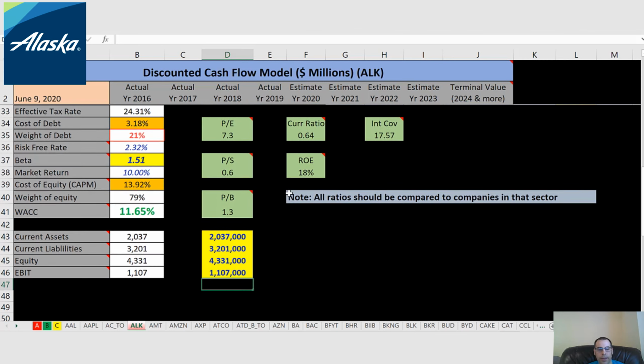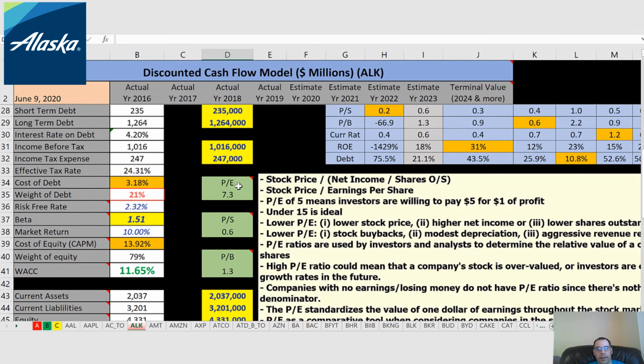That's 1.1 billion. So they have a really good PE. It's under 15. I like to see under 15, 7.3. That's net income over shares, earnings per share. And earnings per share is net income over shares outstanding. And companies can improve their PE if they buy back stock, because that lowers the shares outstanding. And they could also improve the PE by taking on lots of debt, because usually debt doesn't affect your earnings, and you can use the debt to maybe buy more planes to bring in more revenue.